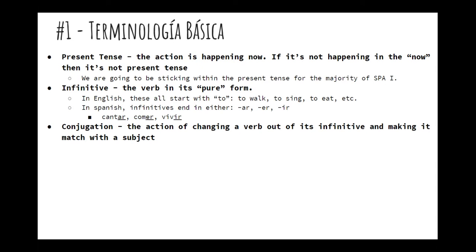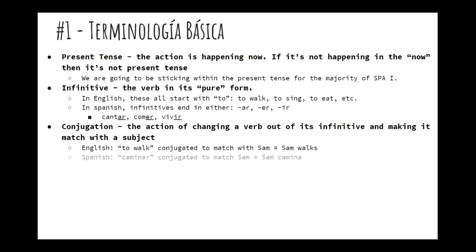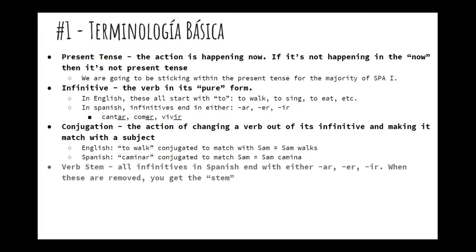We've got conjugation. This is the action of changing a verb out of its infinitive and making it match with a subject. We did this with ser, taking it out of the infinitive ser and making it work with a subject. That is conjugating. In English, to walk, conjugated to match with Sam, would be Sam walks. In Spanish, caminar, conjugated to match Sam, is Sam camina, which we'll get to why it's Sam camina in a little bit.